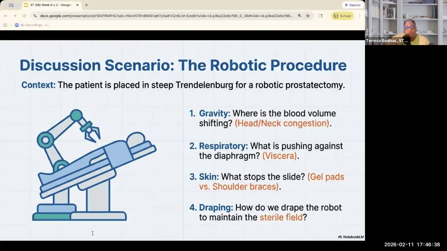We look at the robotic arms themselves, how they move, how they pivot, how they hover over the field, and how we drape the robot to maintain sterility without restricting movement. I'm going to try to find the video of draping the robot because you're draping every single arm, every single piece. And you just want to make sure that you don't break sterility while you do it.